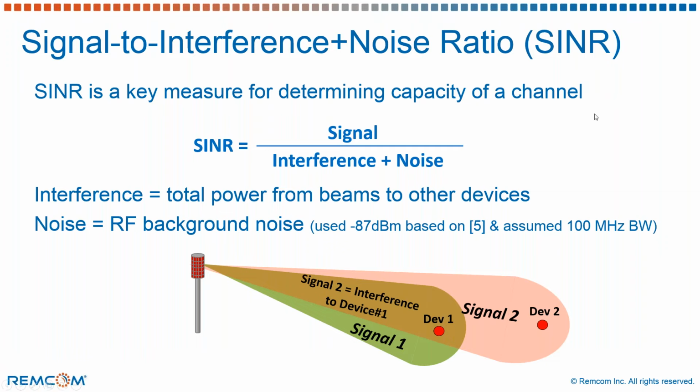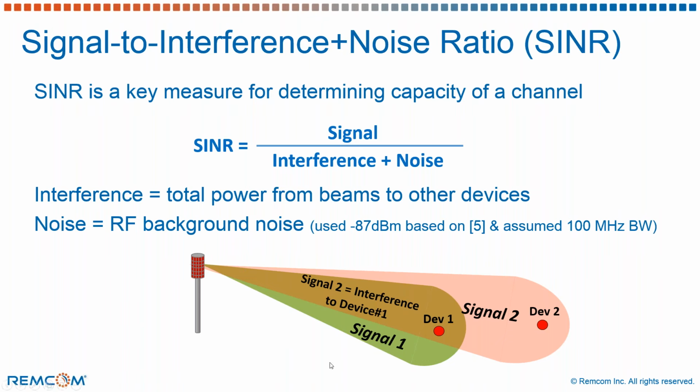So next, if we want to evaluate how each of these techniques has performed in terms of another metric, the signal to interference plus noise ratio is a key measure for determining the quality of the signal that's being received. So not just the signal power, which is in the numerator, but also the interference and the noise are a key part of the signal interference plus noise ratio. In our case, the interference is the total power from all of the beams that we have formed with this beamforming to the other devices.